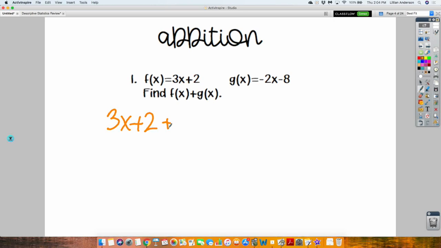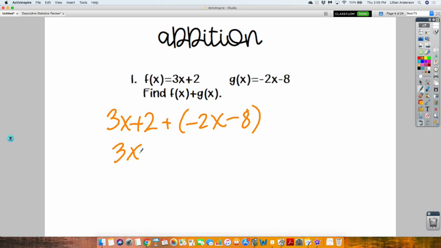All you have to do is combine your like terms, okay? You are adding the f function to the g function, okay? Now, yes, I did put this in parentheses because I am adding these two functions together, and this one just so happens to be a negative. But when you're adding, you can just drop the parentheses and then adjust this accordingly, yes?